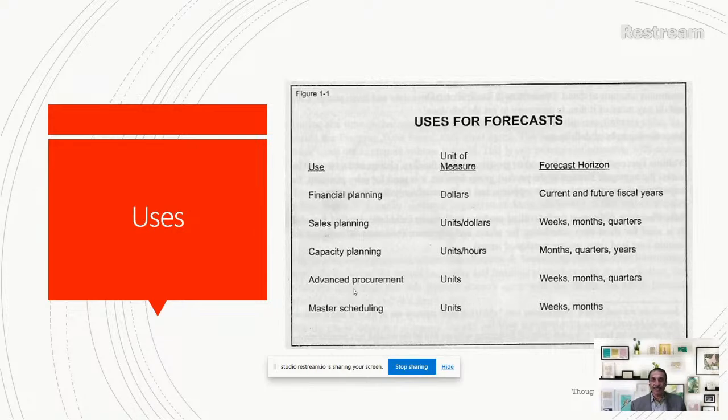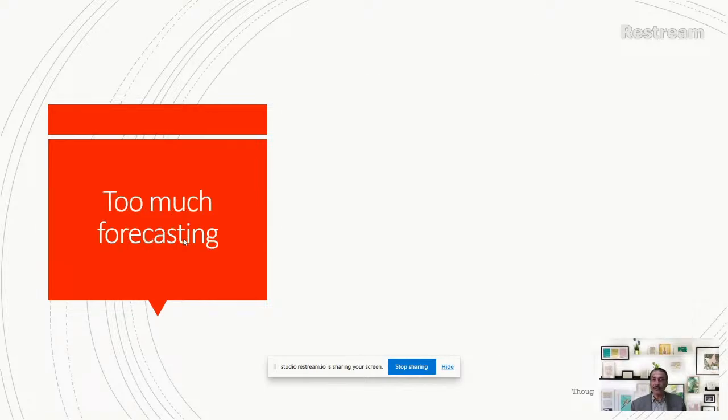Okay, you can see most of the functions in the organization require a forecast. Maybe the horizon is different. It can be weeks or months or quarters or years. Sometimes it can be number of units, or sometimes it can be number of dollars. Of course, you know the forecasting can be done either in dollars or number of units.